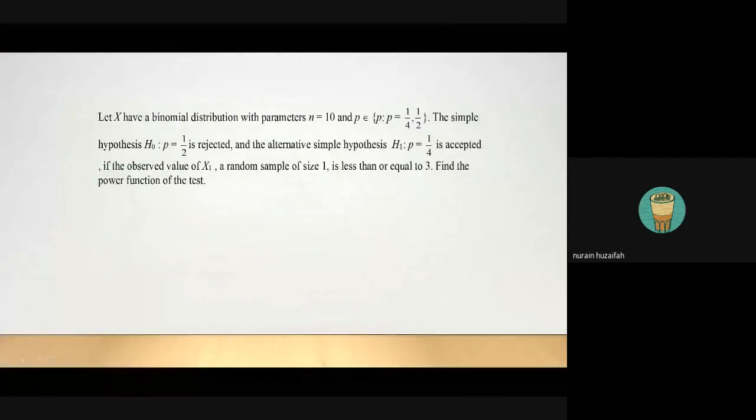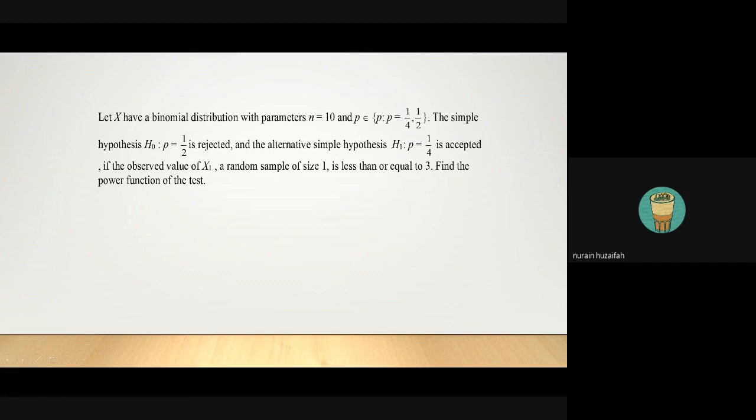Okay. So let's say we refer to this equation. X has a binomial distribution. Your n is equal to 10. For the parameter, let's say we use p here. p is equal to 1/2 and also 1/4.